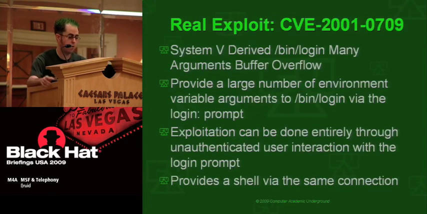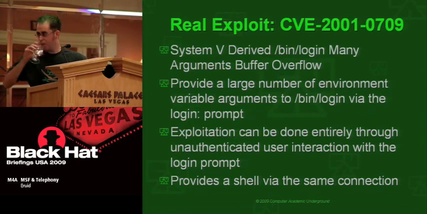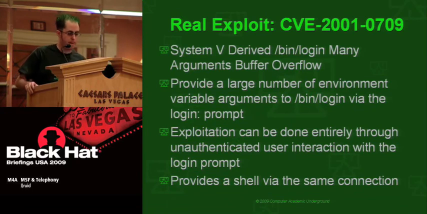So here's an example of a real exploit that uses this, and it's one of the few that I found that was actually applicable to this. Like I said, I tend to work on stuff that's kind of a cool idea but not real useful. So this one is an overflow in bin login that's derived from System V bin login. Solaris uses this, a few other Unixes use this. But this is a really old bug. As you can see, it's a CVE from 2001. But it demonstrates exactly what this is for.